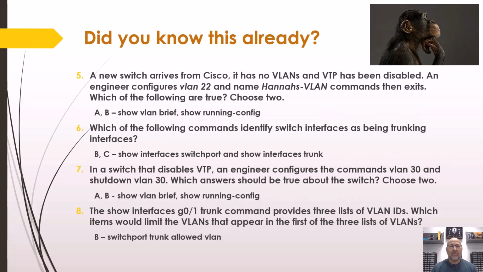Question number 5. When a new switch arrives from Cisco, it has no VLANs and VTP has been disabled. An engineer configures the VLAN 22 and name Hannah's VLAN commands and then exit. Which of the following are true? Choose 2. For this one, you had to know what happens when you assign ports to a VLAN or when you don't assign ports. So in this case, show vlan brief would show the output, and so would show running-config. So they would be there. They wouldn't have any ports in them.